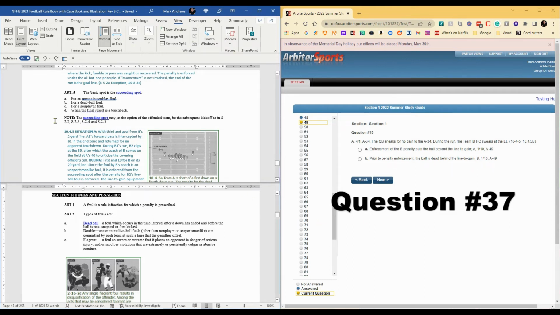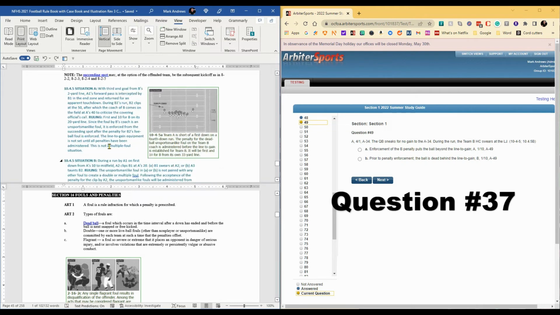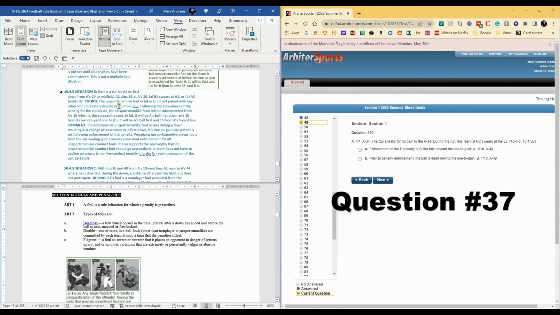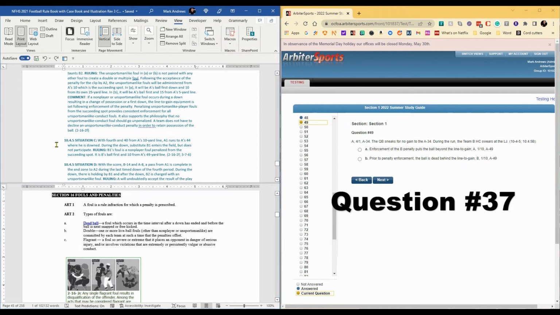So 10.45 B does cover this in a way, but I think C is actually a better case. With 4th and 40 from the A's 10-yard line, A1 runs to A's 44 where he is down. During the down, substitute B1 enters the field but does not participate. B1's foul is a non-player foul penalized from the succeeding spot. It is B's ball 1st and 10 from the A49.